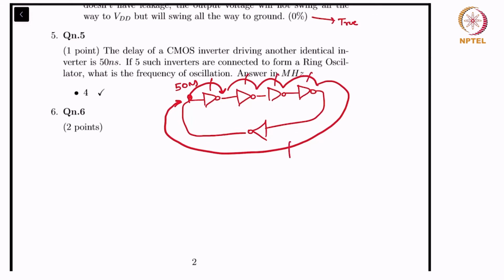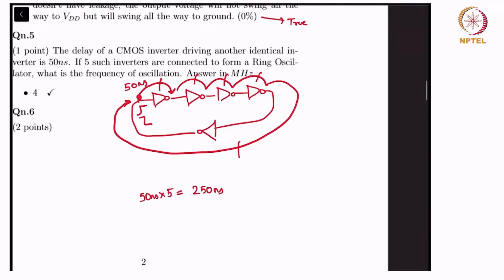So it's going to be 250 nanoseconds. That is 50 nanoseconds into 5 hops, right? So it's 250 nanoseconds for a flip over here to come back down like that. So that is the period.